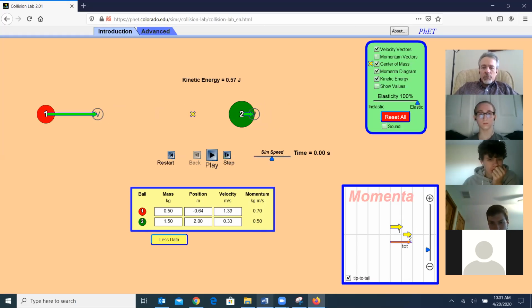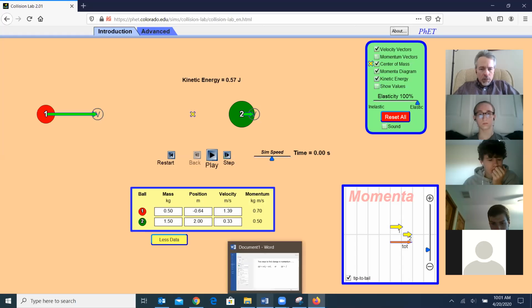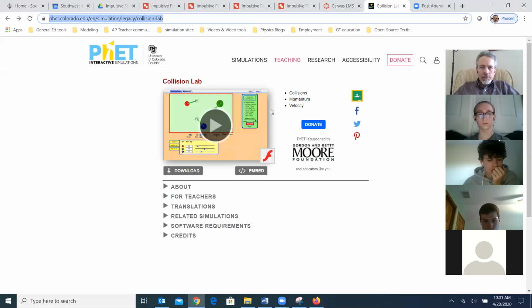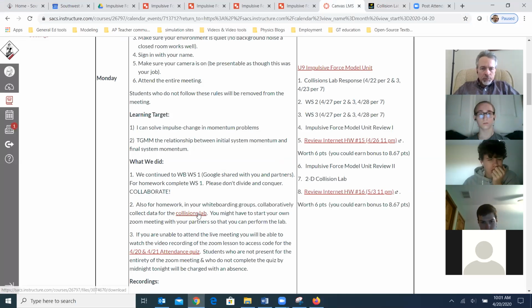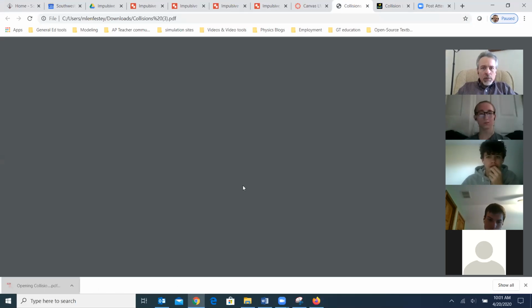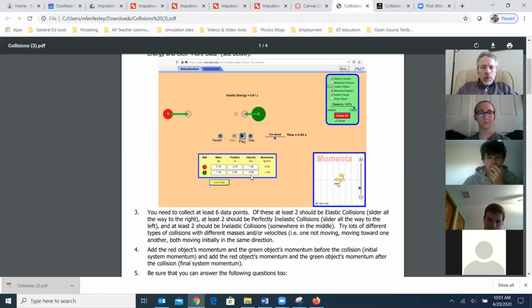So you need 6 different data points, but where's that? I think I have to download it again. Let me open it back up again. I want you to get 6 different data points. This is number 3. 6 different data points, but at least 2 of them I want to be elastic collisions.